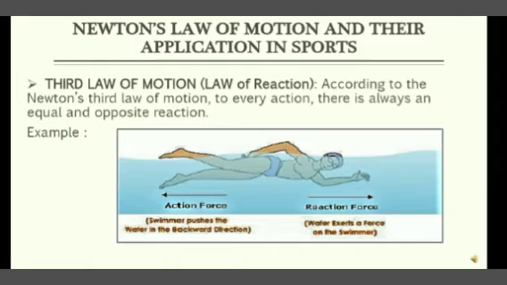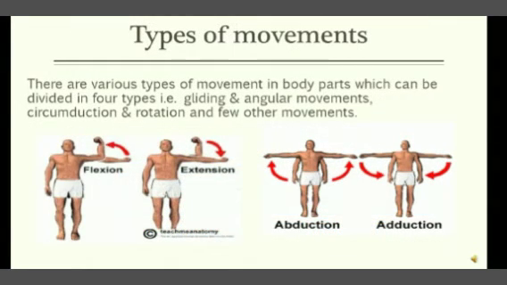Types of movements. There are various types of movement in body parts which can be divided into four types, i.e. gliding, angular movements, circumduction and rotation, and a few other movements. Flexion: bending parts at a joint so that the angle between them decreases and the parts come closer together, for example bending the lower limb at the knee. Extension: straightening parts so that the angle between them increases and the parts move farther apart, for example straightening the lower limb at the knee.